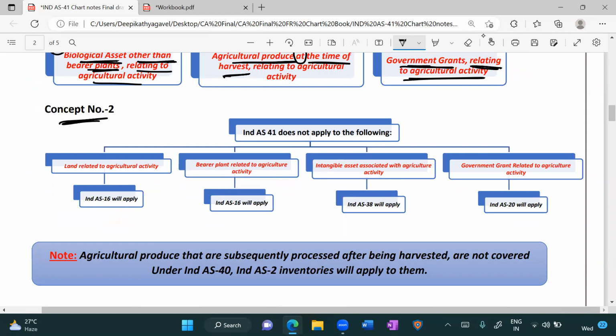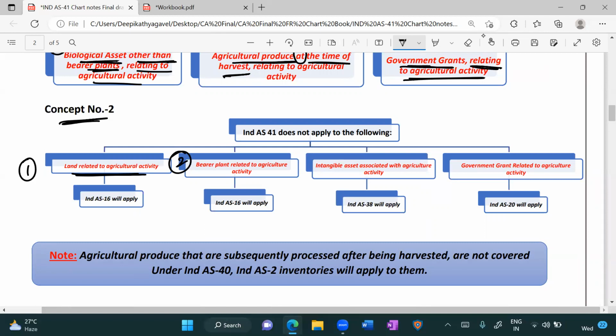IND AS 41 Agriculture does not apply to the following. First, land which is relating to agricultural activity. For land relating to agricultural activity, IND AS 41 will not apply. Which standard applies to land? IND AS 16 PPE will apply.